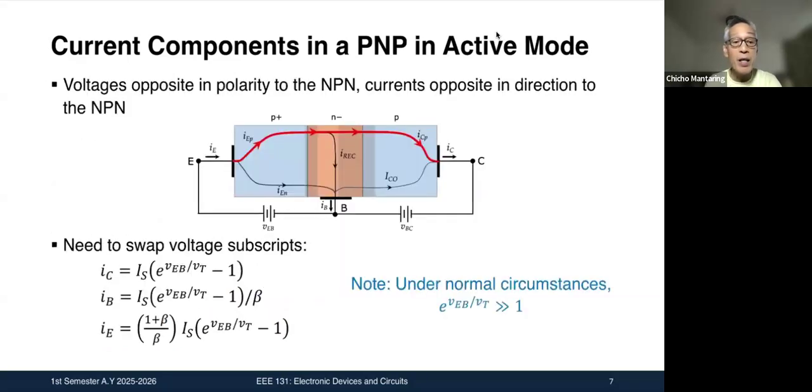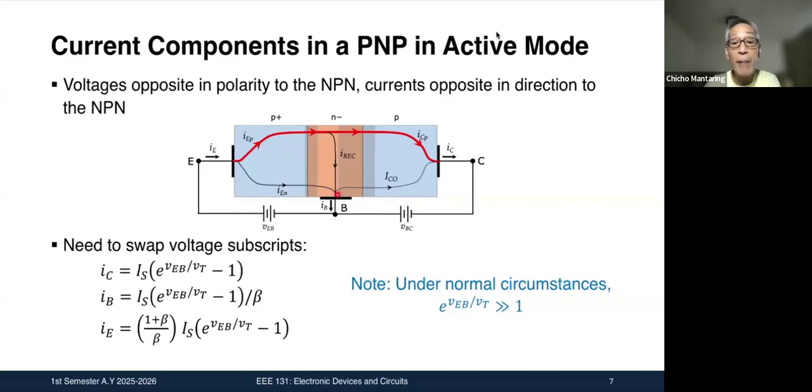Okay, what about a PNP? So we've been talking about an NPN. What about a PNP? Again, we already studied this. My base-emitter junction has to be forward biased. Since this is P and N, to forward bias the base-emitter junction, the emitter has to be made positive with respect to the base. So this is now VEB instead of VBE. This is now VEB, the voltage from your emitter to your base.